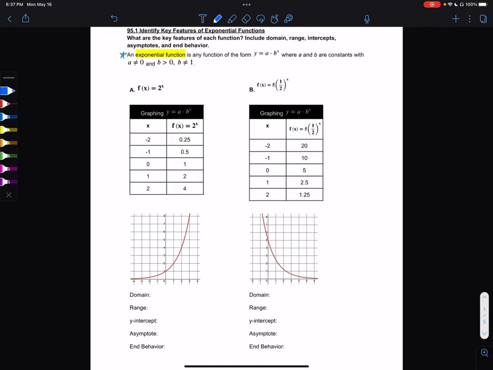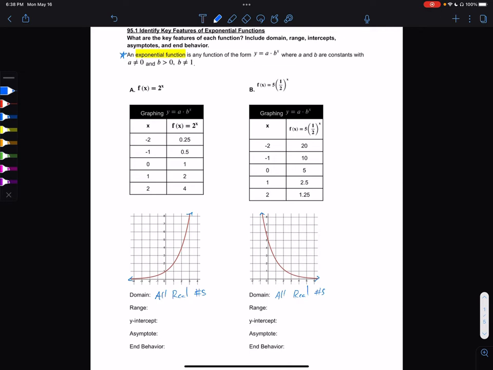So in part A, my domain, really what we're looking at is this graph will continuously go to the left and continuously go to the right. So my domain, we could say, is all real numbers. Since this is just an exponential function, we're not looking at a specific scenario with a real life scenario or some type of word problem. We can just go right ahead and say all real numbers. And if you look at part B, this goes to the left, this goes to the right. So our domain is also all real numbers.